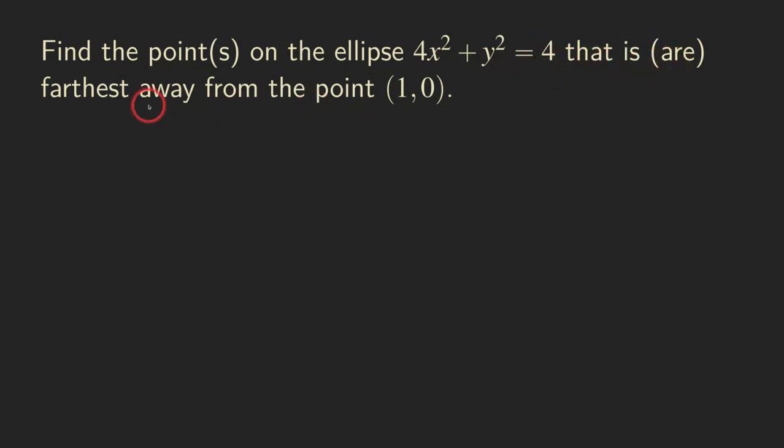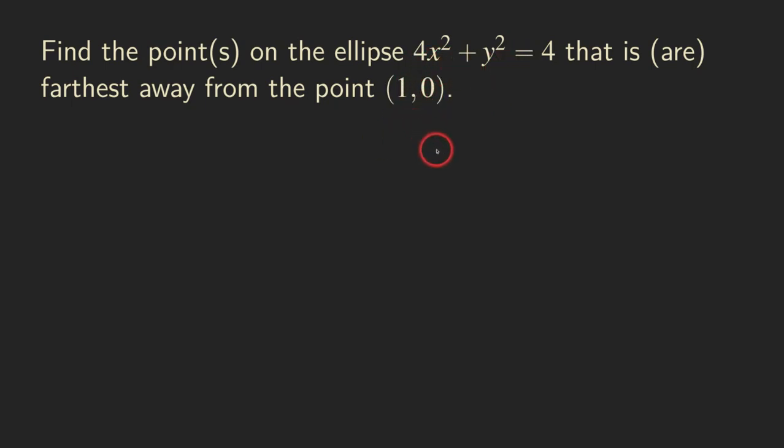That is, or are farthest away from the point (1, 0). And just know that when we plug the 1 into the x and the 0 into the y, it will satisfy the equation. So this point is actually on the ellipse. And so the shortest point is actually really easy to find, right? It's actually the same point because the distance would be 0 in this case. But then we want to find the point that's farthest away from this point here that's also on the ellipse.